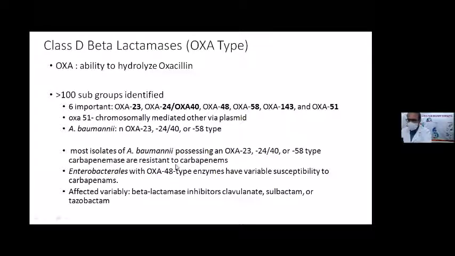OXA-48 is produced mainly by members of the Enterobacteriaceae family, and it has shown variable susceptibility to carbapenem. Thankfully, it retains some susceptibility to carbapenem, whereas the OXAs produced by Acinetobacter baumannii, which include 23 and 24, are invariably resistant to all the carbapenems available. But OXA-48 retains variable susceptibility to the carbapenems available. And obviously, they are not affected by BLIs like clavulanic acid, sulbactam, and tazobactam.